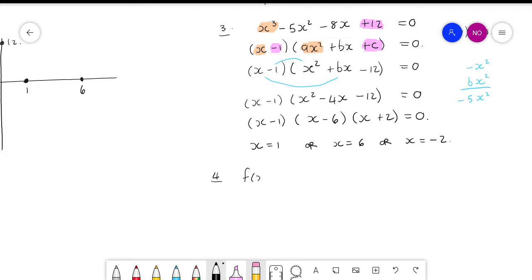So if f of x is equal to x to the power of 3 minus 5x squared minus 8x plus 12, get me its derivative quickly. Not by using first principles, just by using those shortcut rules.